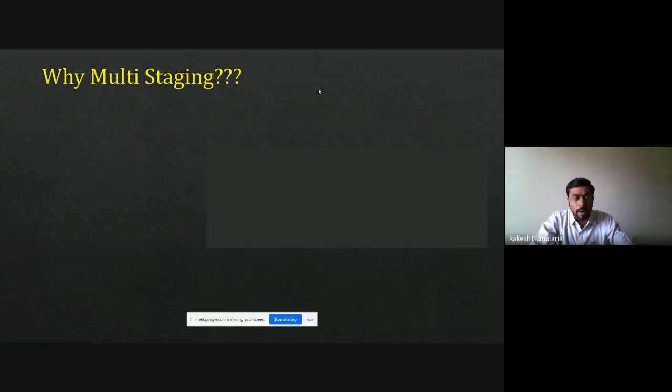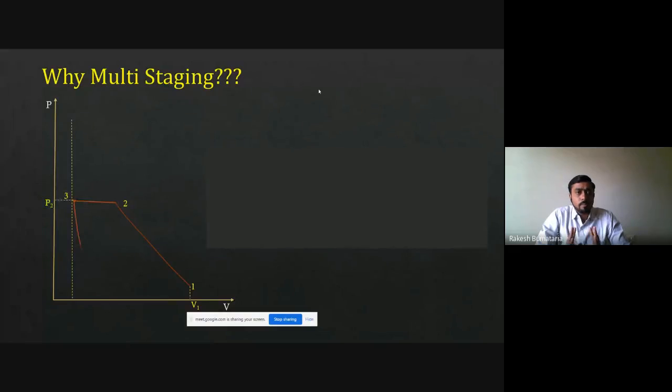Now the question is, why do we need multi-staging? Why are engineers not designing only a single cylinder? Suppose I need a 20 bar vessel, then I could simply construct one reciprocating compressor which consumes air at 1 bar and produces 20 bar. But they are not designing in that manner; they are designing systems with multi-staging. Why is that? I will explain with a PV diagram.